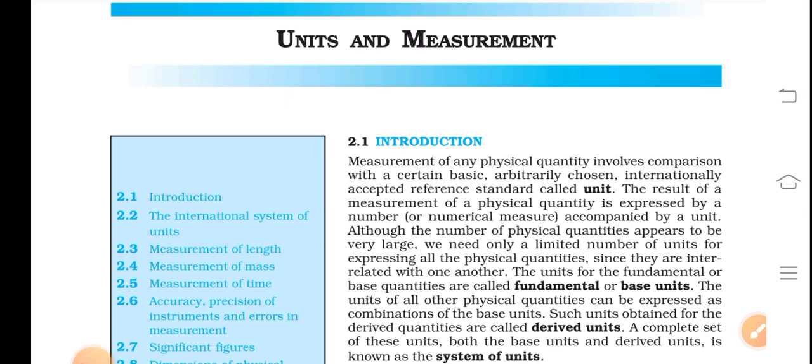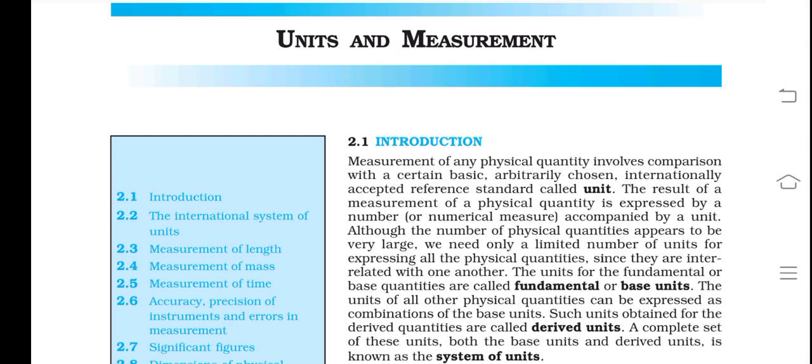reference standard called unit. These units are of three types. The units for fundamental or base quantities are called fundamental or base units, and the units of all other physical quantities can be expressed as a combination of the base units. Such units obtained for the derived quantities are called derived units.